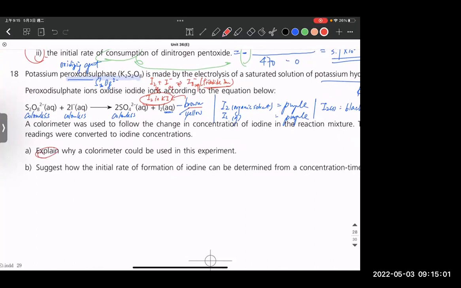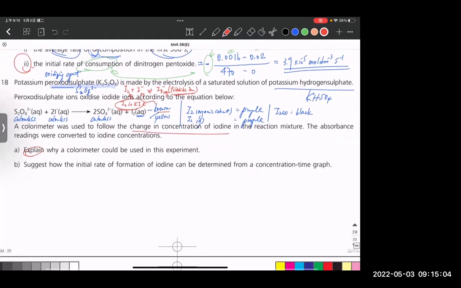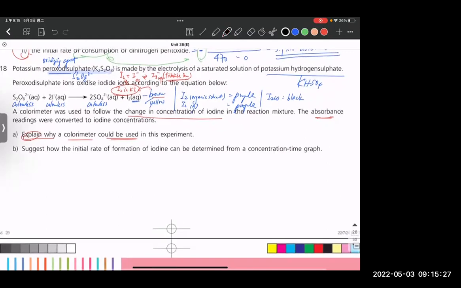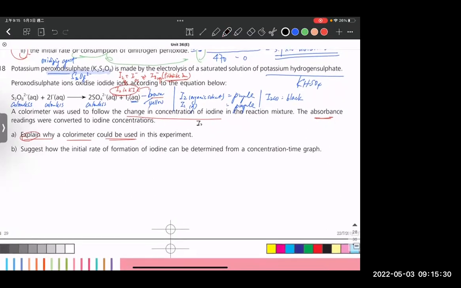Now, you're going to keep track of the change in the concentration of iodine by measuring the absorbance, the change in the absorbance of the solution mixture over time. So my question is that explain why the colorimeter could be used in these experiments. So you need to mention those questions about, right? All those things about. So first of all, you are going to tell me iodine solution, it is brown in color. So as the reaction proceeds, what will happen about the color change?